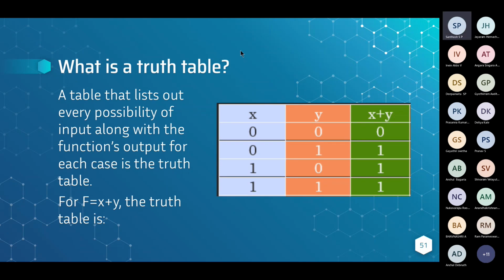So we'll first put a column x, next a column y, and next x plus y. We'll write 0, 0, 0, 1, 1, 0, and 1, 1 to account for all 4 input possibilities, and x plus y is the output. So this is the same as the OR gate which we have seen before.